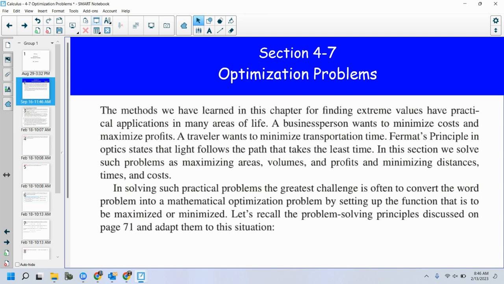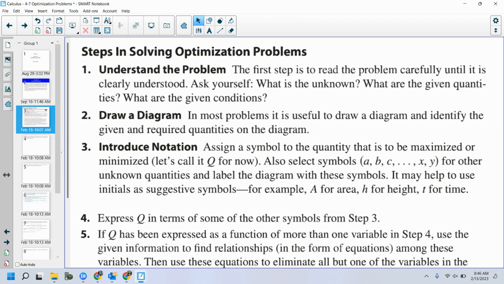All right. Now, these are the problem-solving strategies that we talked about before. Remember, read the problem. I just want to talk through these because, again, this is a good route to take for all of these. First thing, understand the problem. The first step is to read the problem very carefully until it's clearly understood. Ask yourself, what is the unknown? What is known? What are the given quantities? What are the given conditions? Figure out what you know and what you don't know, and write that out for yourself as well. Write it out.